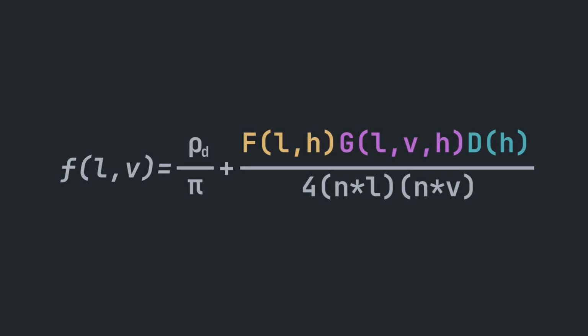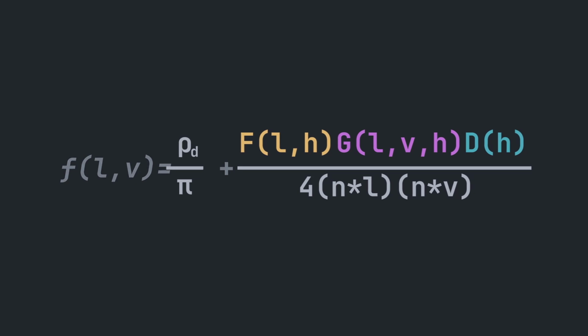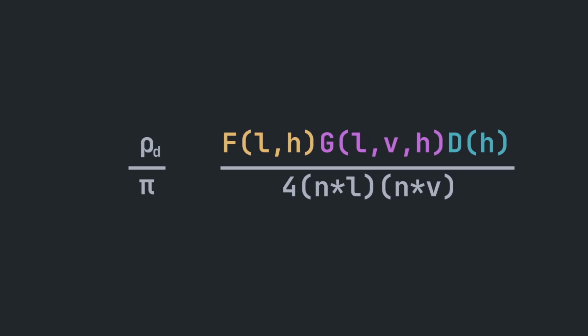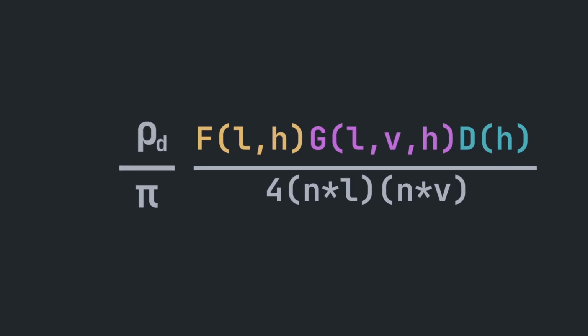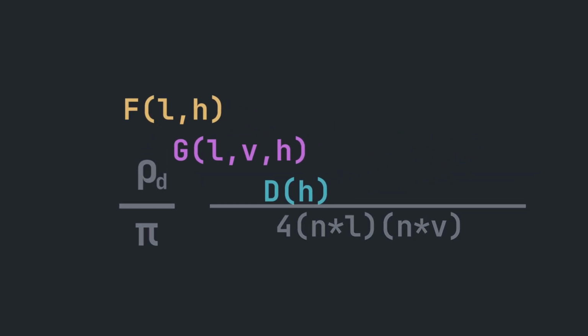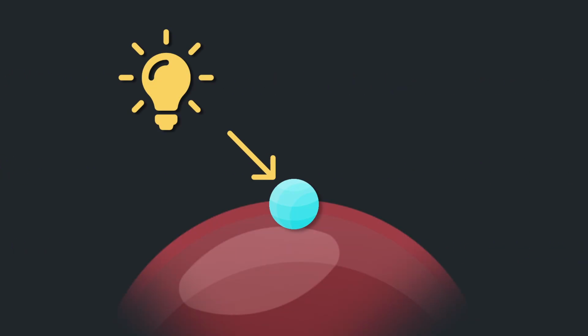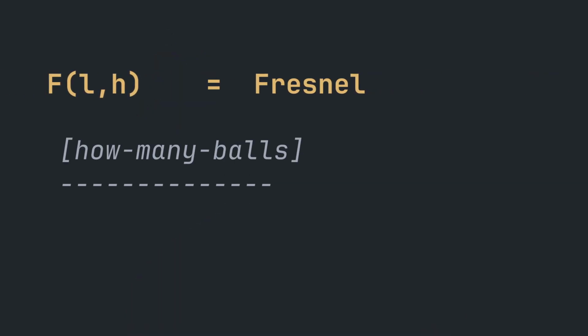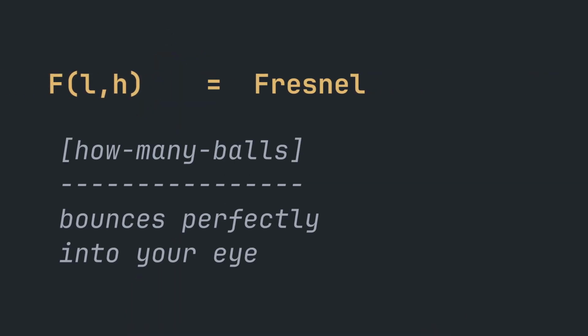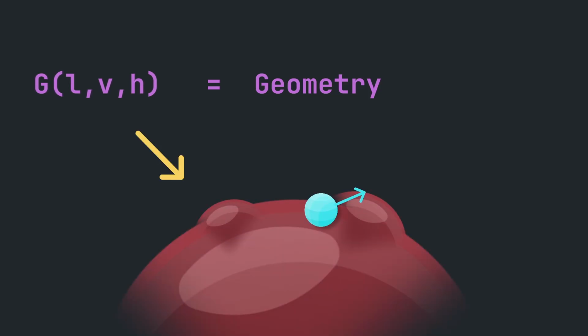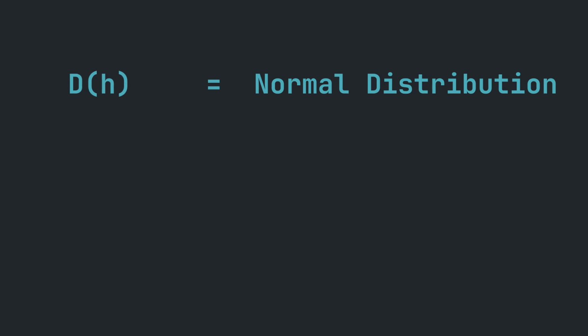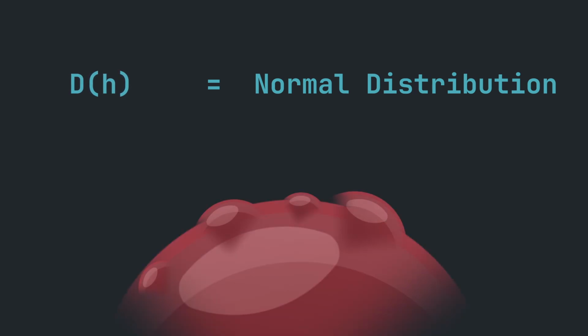At first glance, the BRDF might look very complicated, but if we break it down, it's not as complex as it seems. Just like Phong, it has two main components, diffuse and specular. The specular part is made up of three terms, Fresnel, geometry, and normal distribution. Imagine throwing a ball from the light to the surface. Fresnel is how many of those balls bounce perfectly towards your eye. Geometry is how many balls get blocked by the surface's own bumps on their way out. Normal distribution is how those bumps are spread across the surface.